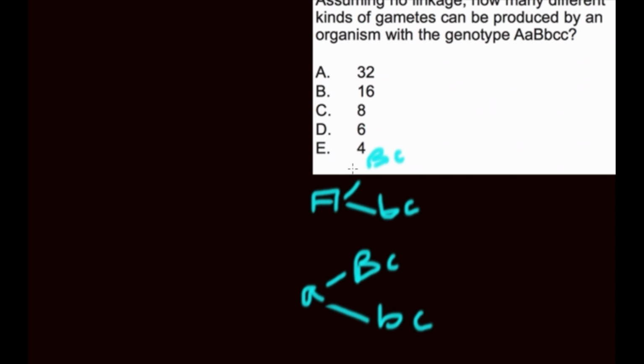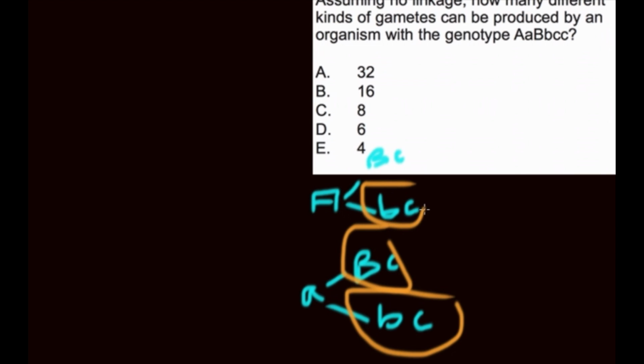So it could be big A, big B, little c, big A, little b, little c. If it gives the recessive allele, little a, big B, little c, or little a, little b, little c. So the possible gametes that it can give is 4. You only have 4 possible gametes that it can give. So those are the 4, and we know that our correct answer in this case is 4, which is E.